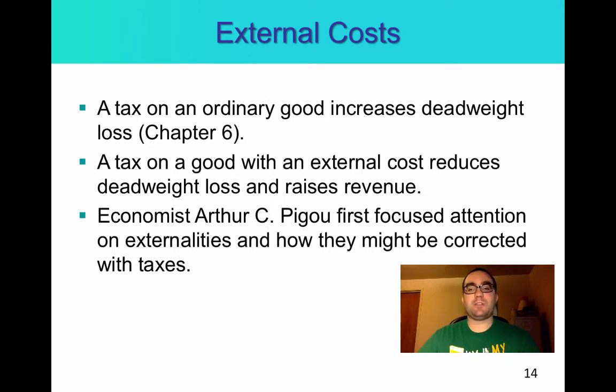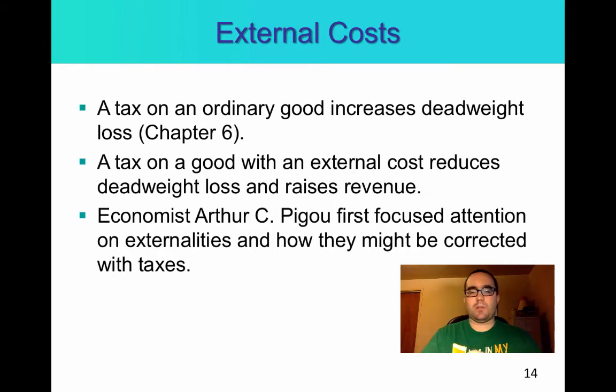A tax on a good with an external cost, so if it has a cost that we can't see or is spread across other people, will actually raise revenue and reduce deadweight loss. I told you in chapter 6 that all taxes are bad, but I did mention at the end that there are some cases where that's not the case. That's when there are externalities involved, and then there's a tax, and you'll see there are two different kinds we'll talk about, that is imposed to help correct that price signal.